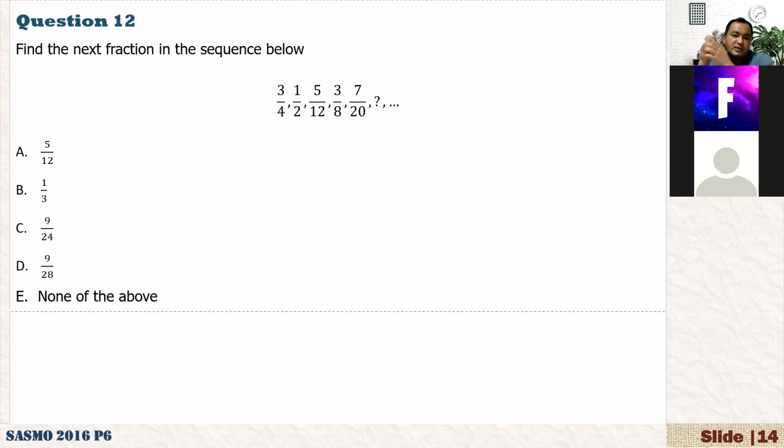Find the next fraction in the sequence below. 3 over 4, 1 over 2, 5 over 12, 3 over 8, 7 over 20. You have 1 minute. First think and tell me the rule, how exactly we are generating numbers here, according to what law or rule. And after that, tell me your answer. You have 1 minute.